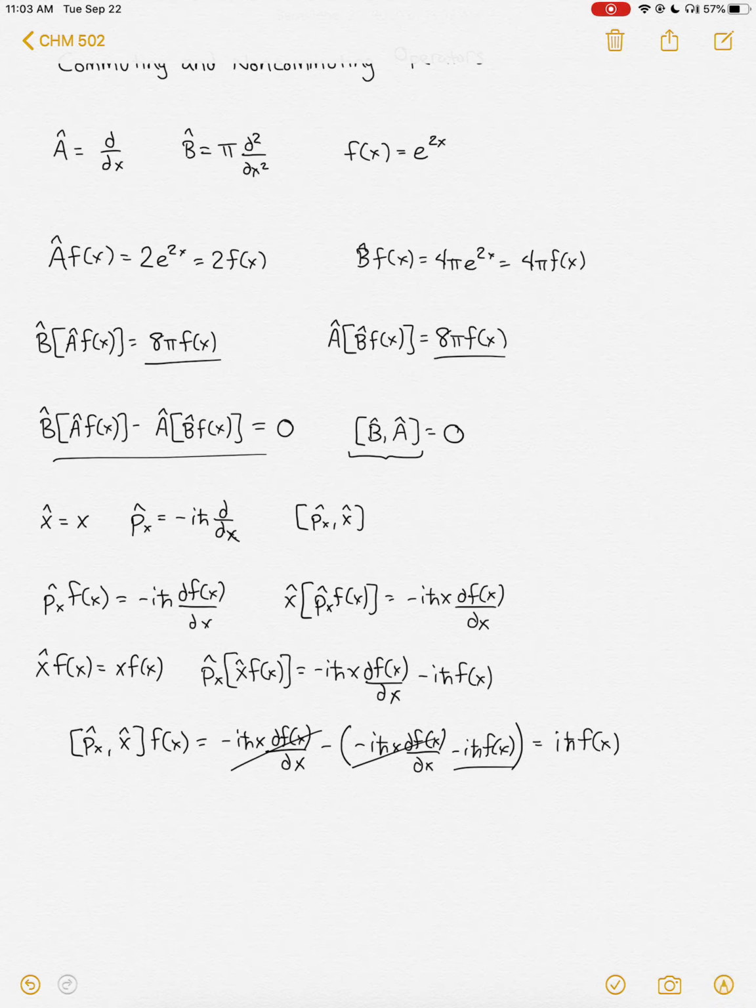And typically the way this is going to be written is with the f of x's canceled out. So we'll typically have the commutator being our momentum operator and our position operator without the f of x equals i h bar. So this i h bar is not 0, which means that our operators do not commute, and we can never know position and momentum for a quantum mechanical particle simultaneously.